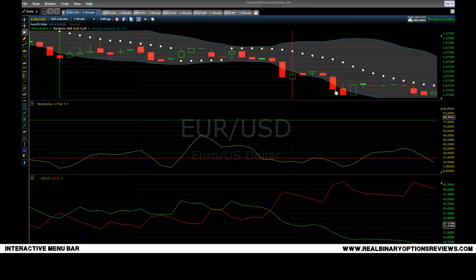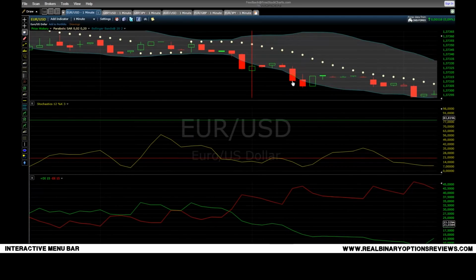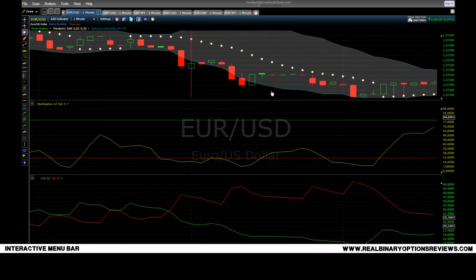So do not enter on the next break if your first trade was unsuccessful. So we'll see how this works. Now in this case, if I would enter here, it would be 1, 2, 3, 4, 5. I would win this trade, but in general, it is better not to enter and just to wait.